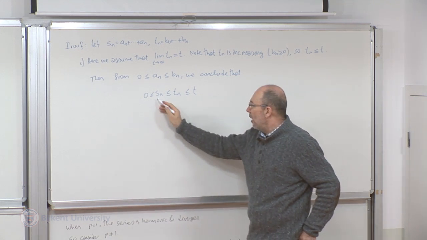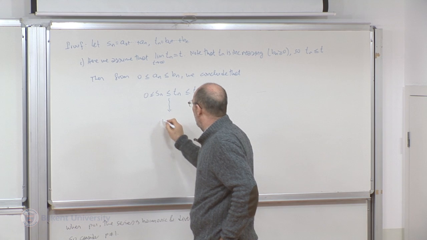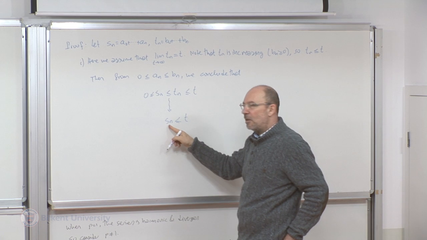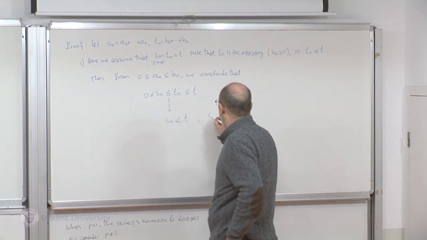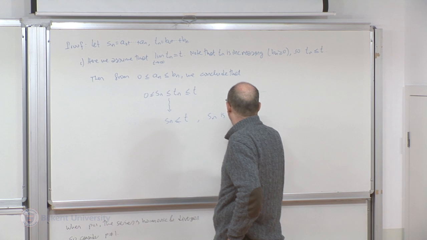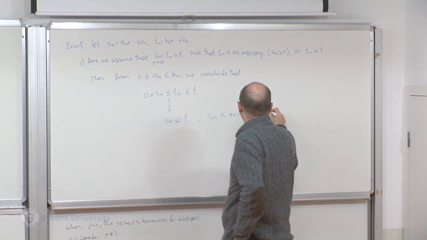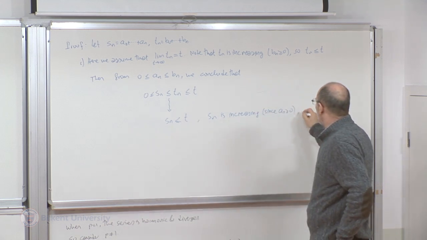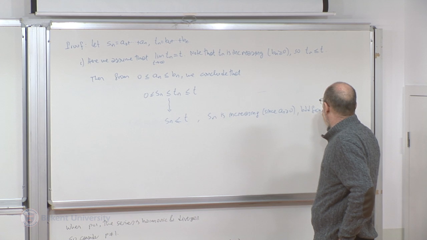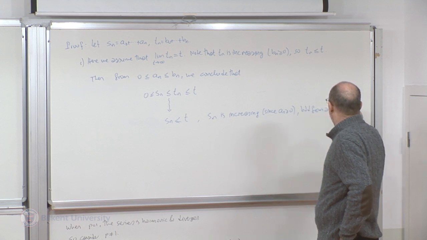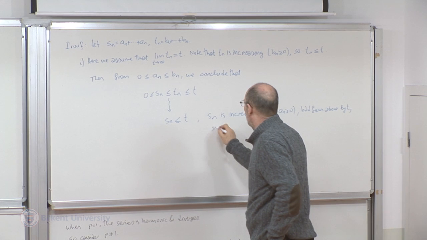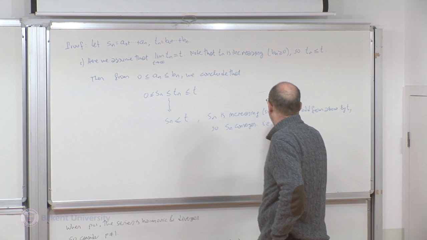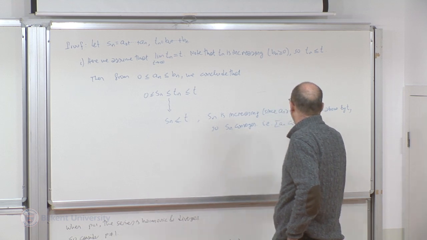Now we have this thing. So from here we have Sn less than or equal to T. This is an increasing sequence. Sn is increasing since the An's are positive, and bounded from above by T. So Sn converges. This means summation An converges.